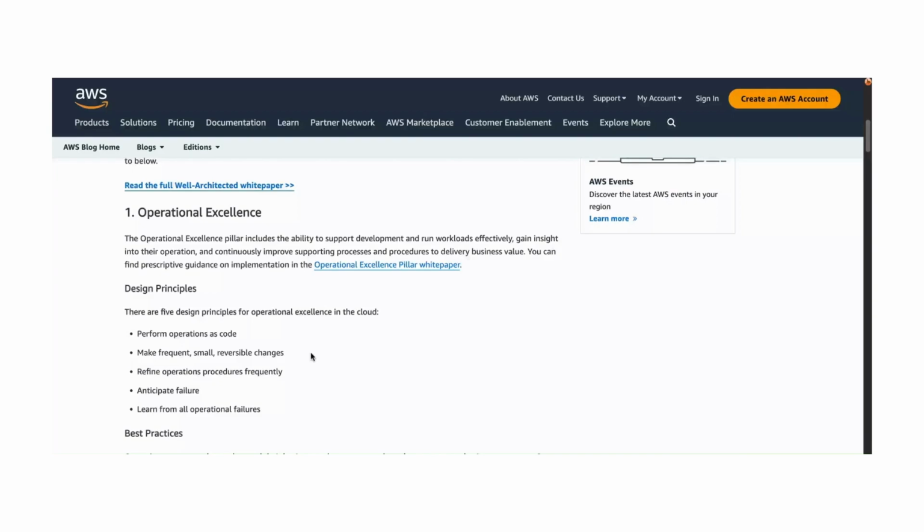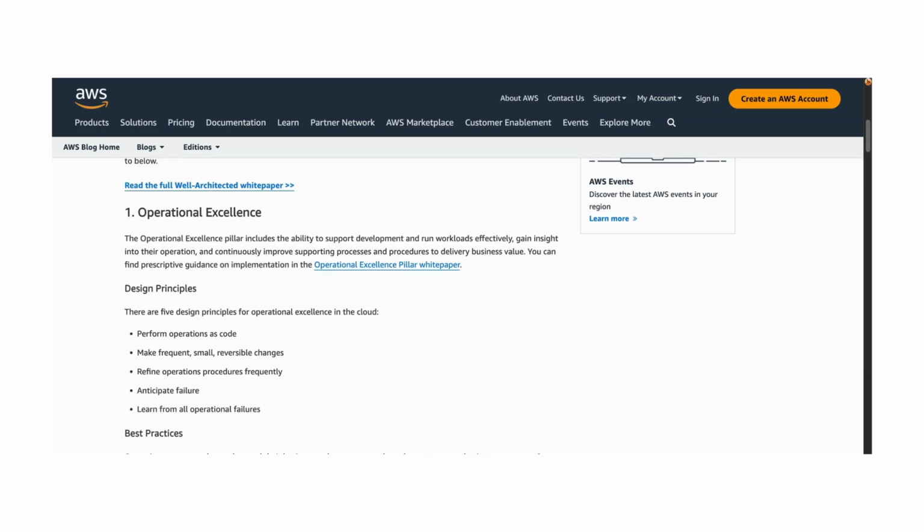The second one, make frequent, small, reversible changes. We can leverage AWS CodePipeline and AWS CodeDeploy to automate the deployment of small changes, making it easier to roll back if necessary. Then refine operations procedures frequently. For that, we could use AWS Config to continuously evaluate and refine our configurations, ensuring they remain compliant with best practices.